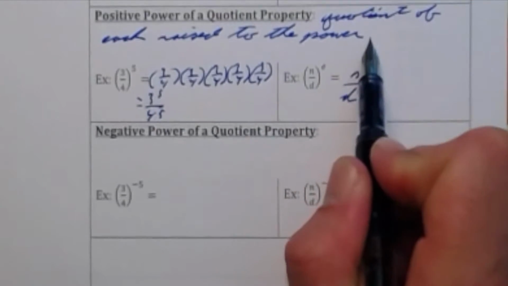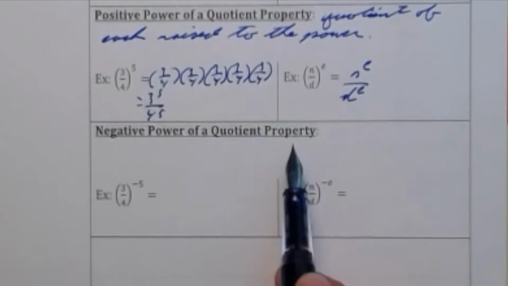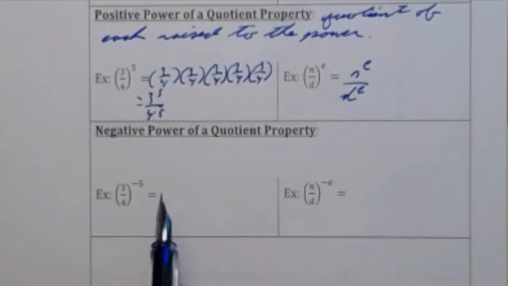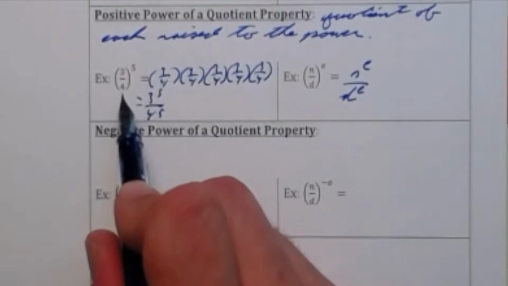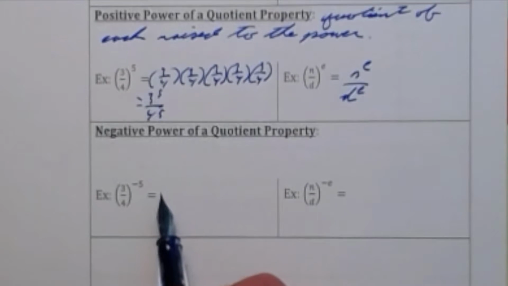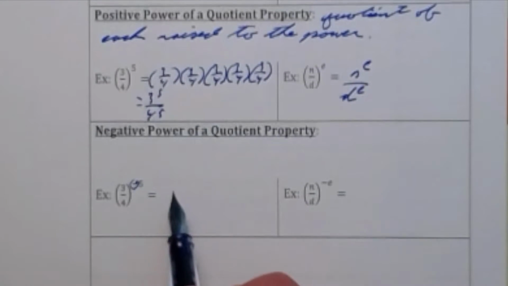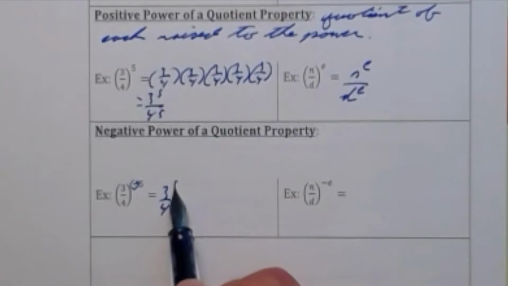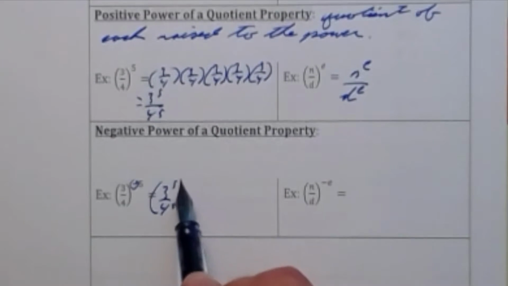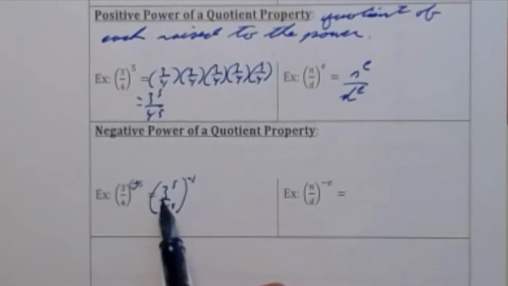Now what if that power was negative? So if I took that same fraction, 3 over 4, and that same power of 5 but made it a negative 5, negative 5 is the same as negative 1 times 5. So if I distribute that 5 to both of them, then I get 3 to the 5th over 4 to the 5th, and this is all to the negative 1 power.